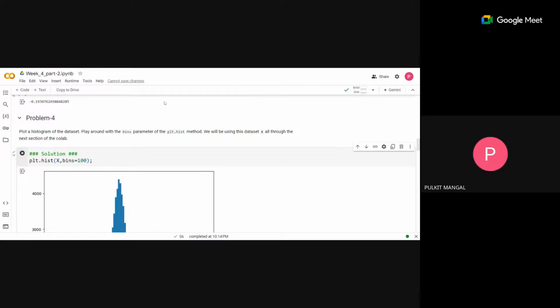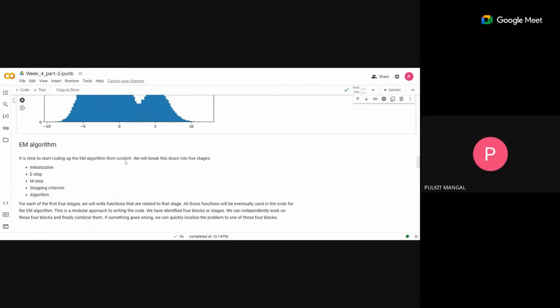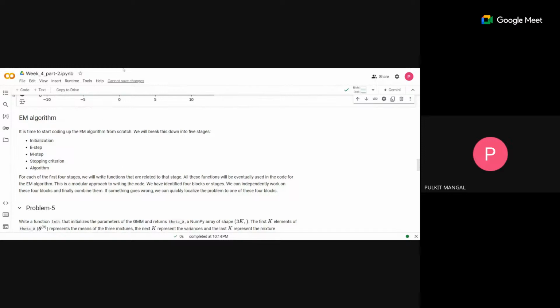Okay, let's move toward problem 5. From here we will start our EM algorithm. It will be broken into 5 stages. First step is initialization, then E step and M step. We will decide the stopping criteria, and finally we will execute our algorithm.